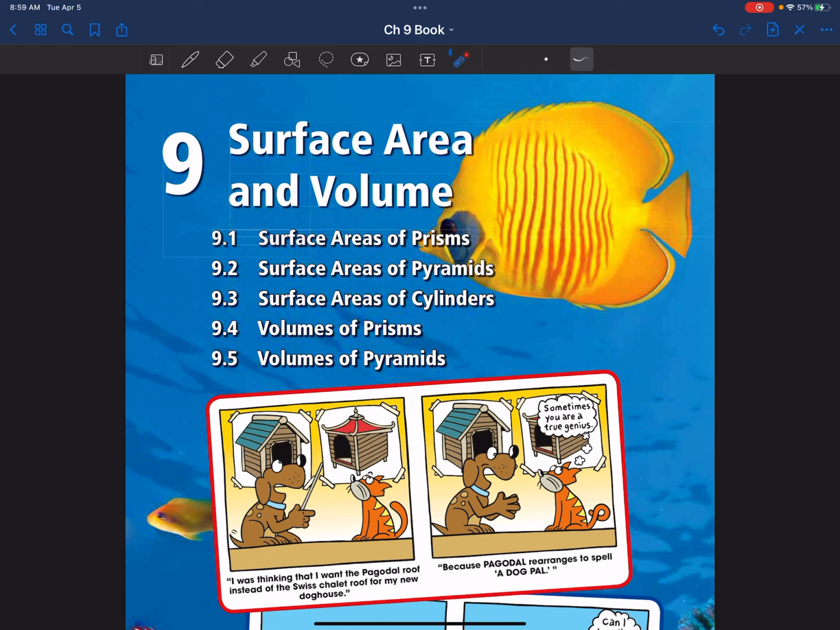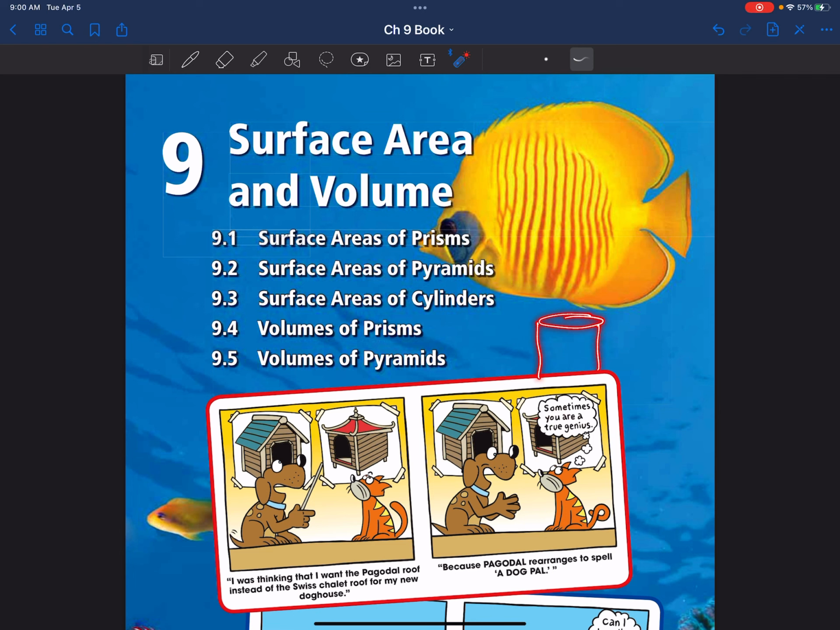We are going to do a quick little preview lesson on Chapter 9 before the lesson actually begins on Monday for Section 1. I am looking at the table of contents for Chapter 9 right now. We are going to be talking about surface area and volume. The big difference between surface area and volume is, for example, let's use a cylinder.